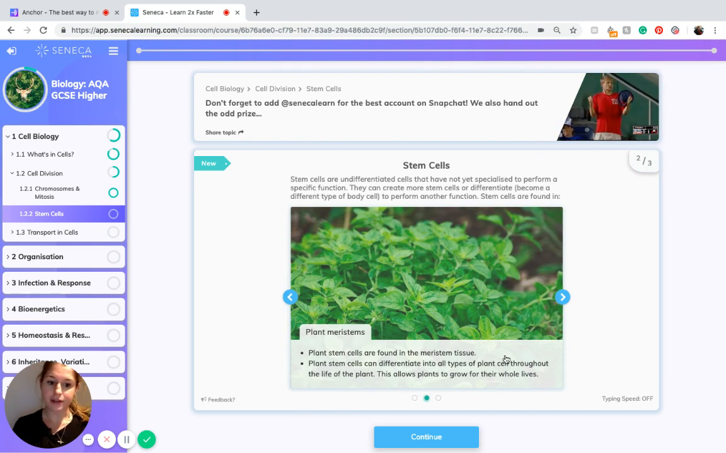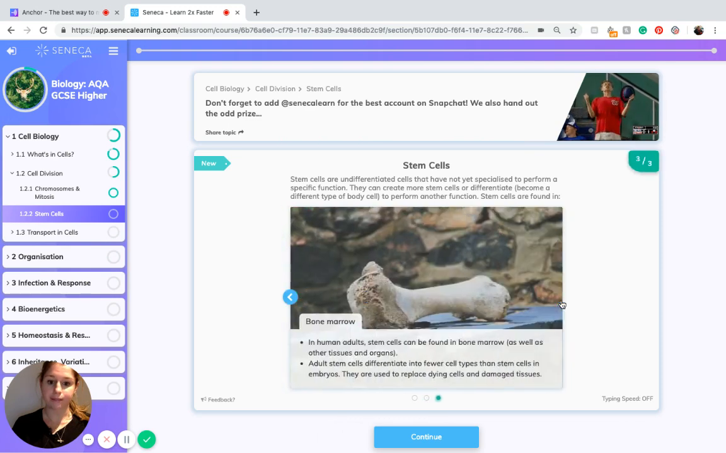Plant meristems. Plant stem cells are found in the meristem tissue. Plant stem cells can differentiate into all types of plant cells throughout the life of the plant. This allows plants to grow for their whole lives.